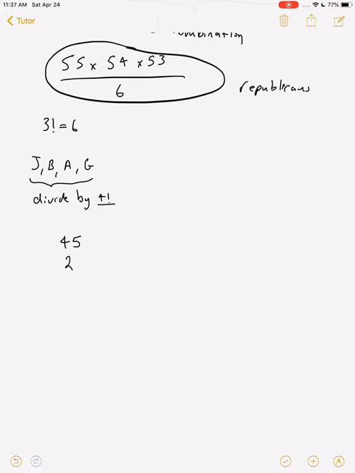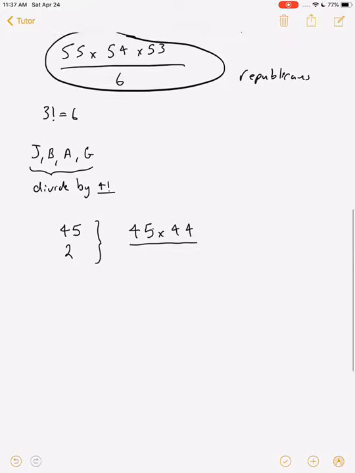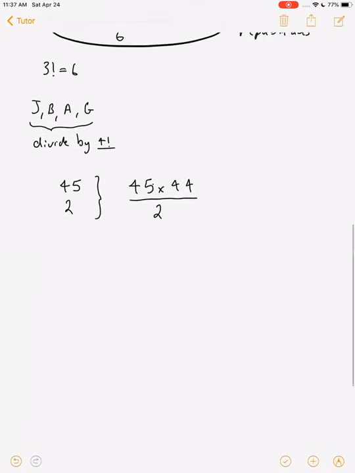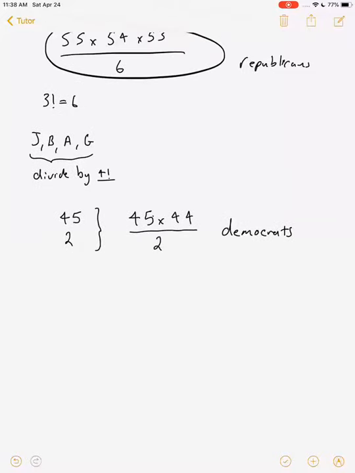So we can choose from 45 times 44. And what do we do to account for different orders? Divided by 2, yes. It would be 2 factorial, which equals 2. So same thing, divided by 2, and this is for Democrats. Okay, perfect. Now we have the total number for Republicans, and we have the total number for choosing Democrats. Now we just want to combine the two.